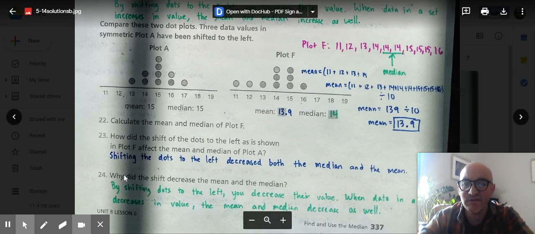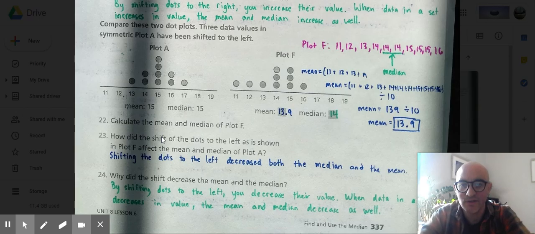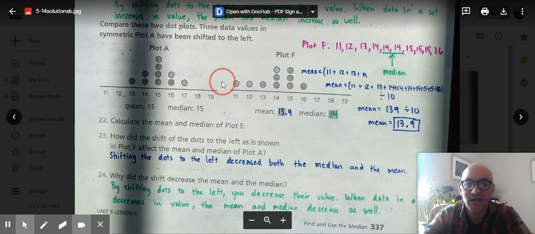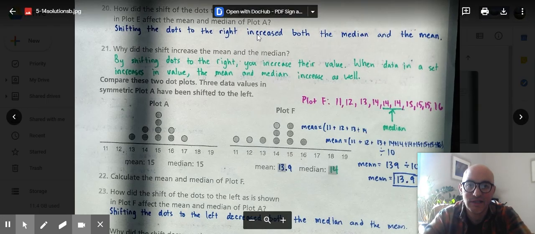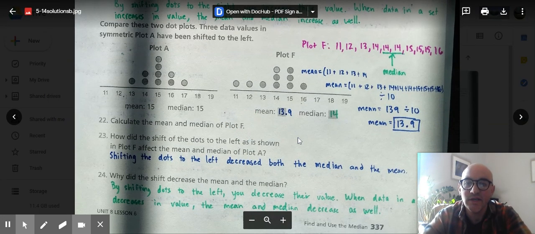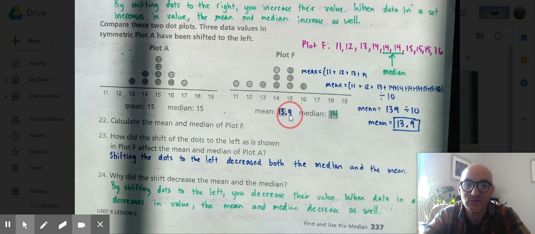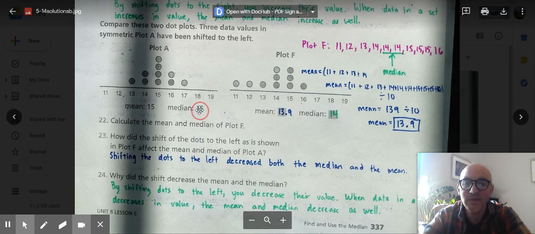Okay, and we have to answer these last two questions. How did the shift of the dots to the left, as shown in plot F, affect the mean and median of plot A? Well, just like up here, when we shifted the dots to the right, they increased. Here, when we shift the dots to the left, we went from a mean of 15 to a mean of 13.9. We went from a median of 15 to a median of 14. So in both cases, both the median and the mean decreased. They went down in value.